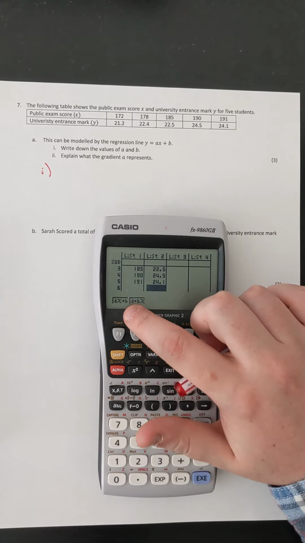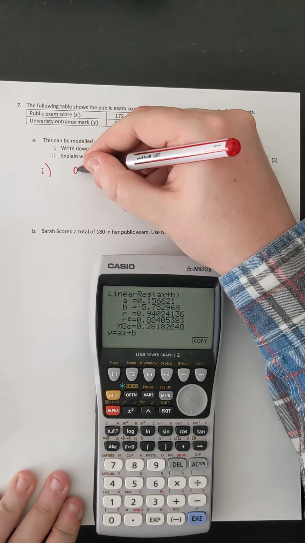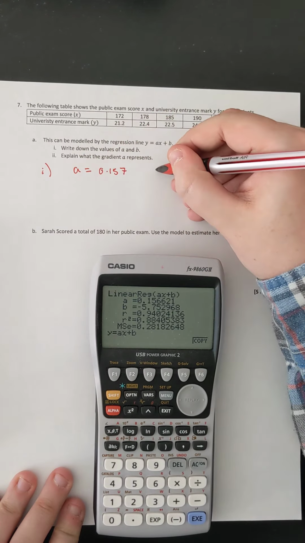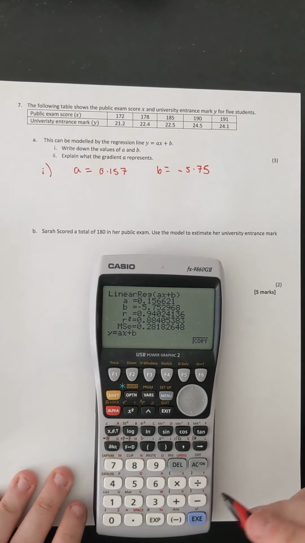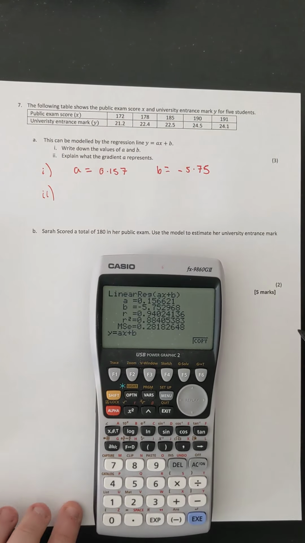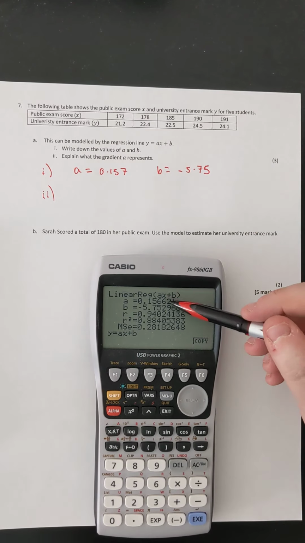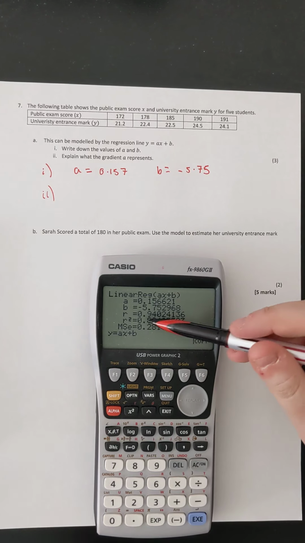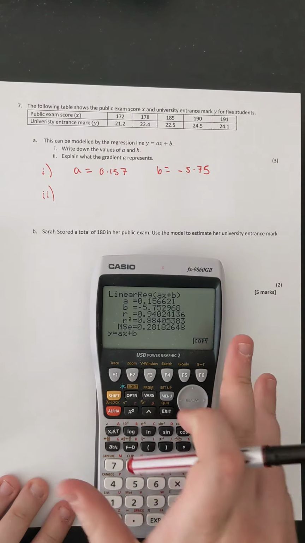It's a straight line in the form AX plus B. And so I can write down, again, 3SF are exact, so it must be 3SF here. A is 0.157 and B is equal to negative 5.75. 3SF in both cases. Part 2 asks me to explain what the gradient A represents. Now if I look on my screen, gradient's fairly easy, that's A. B is my y-intercept, we could be asked about that. And then R is a measure of my correlation. They look pretty well correlated to me.